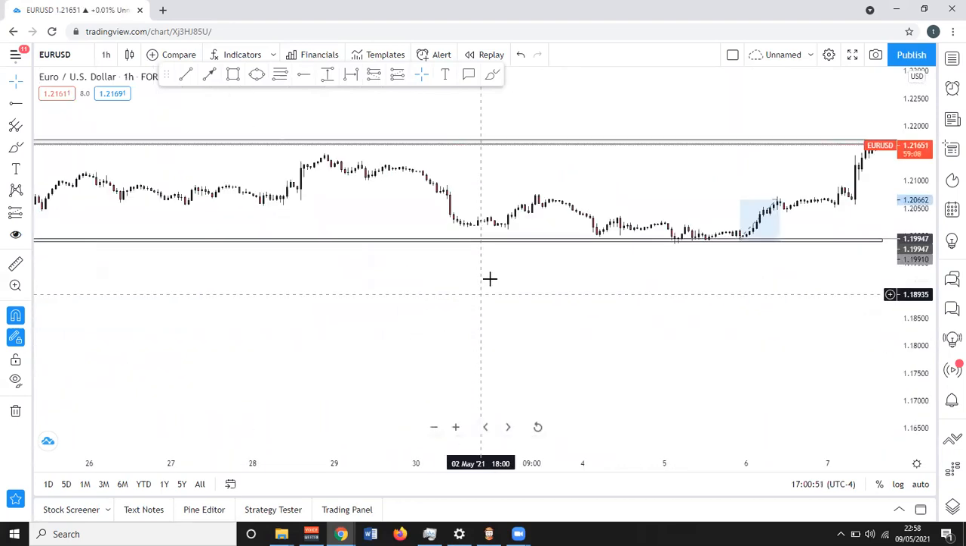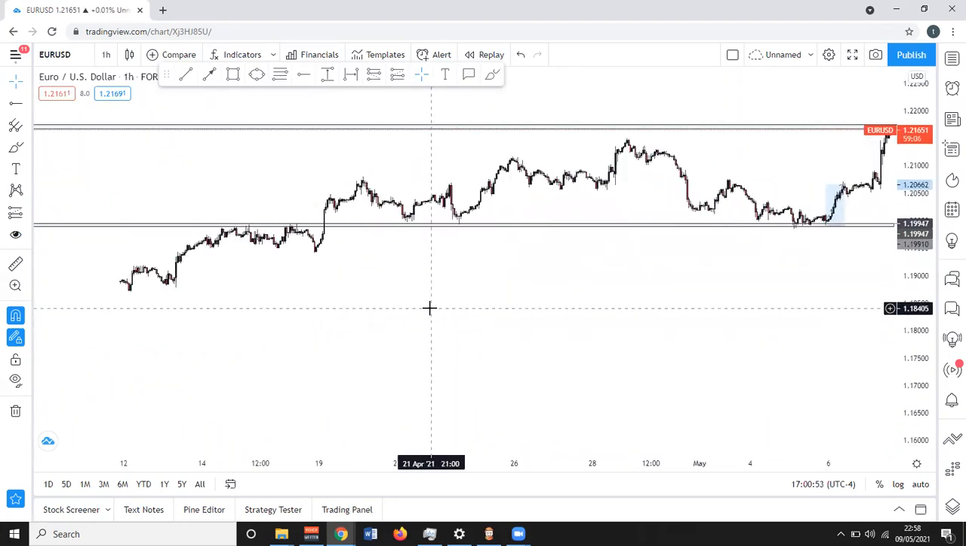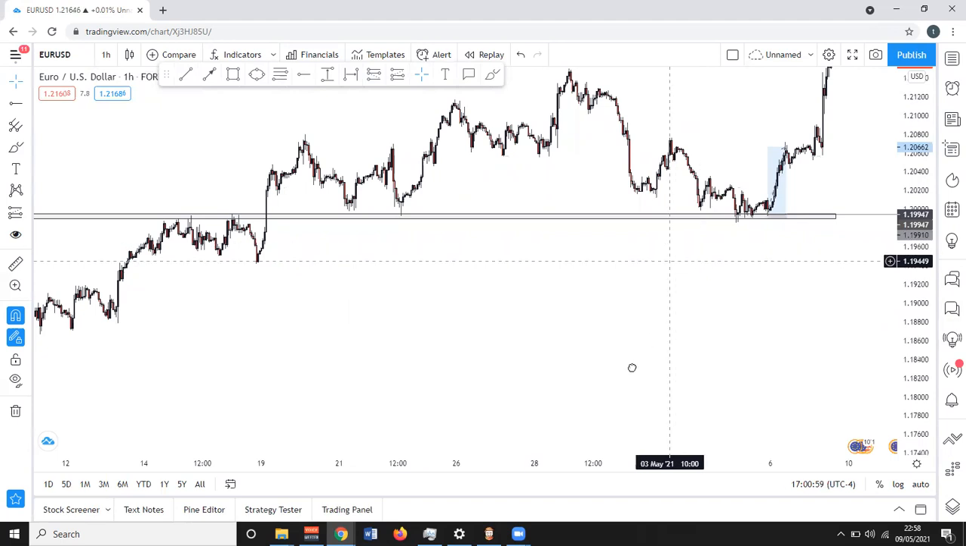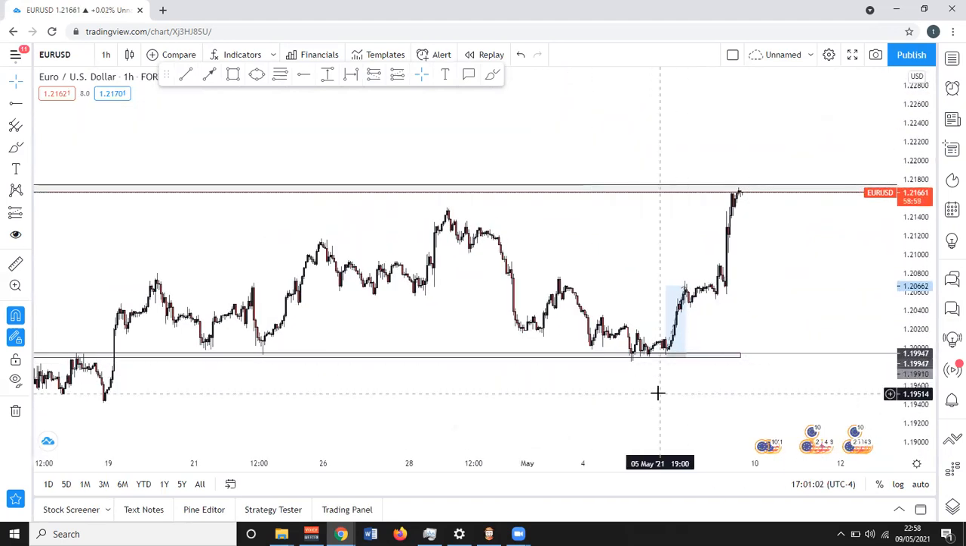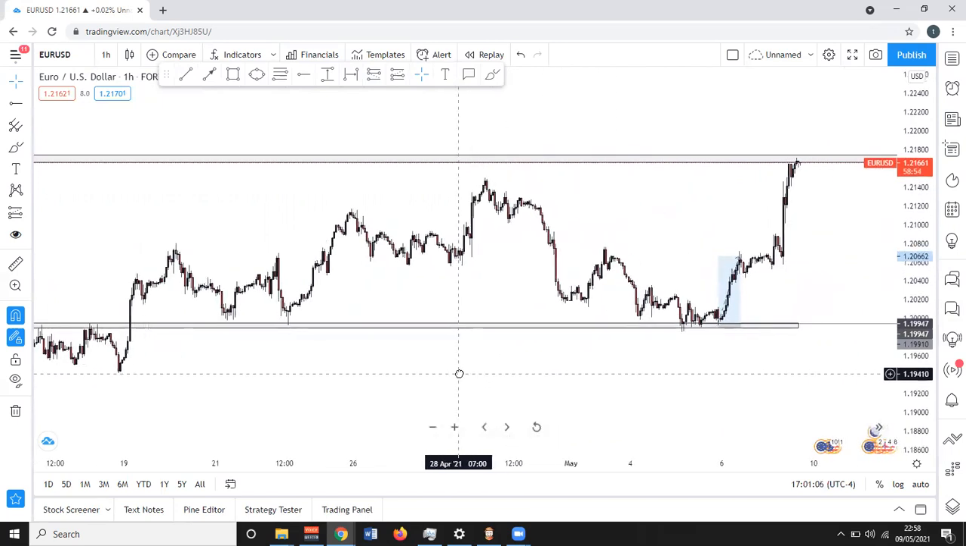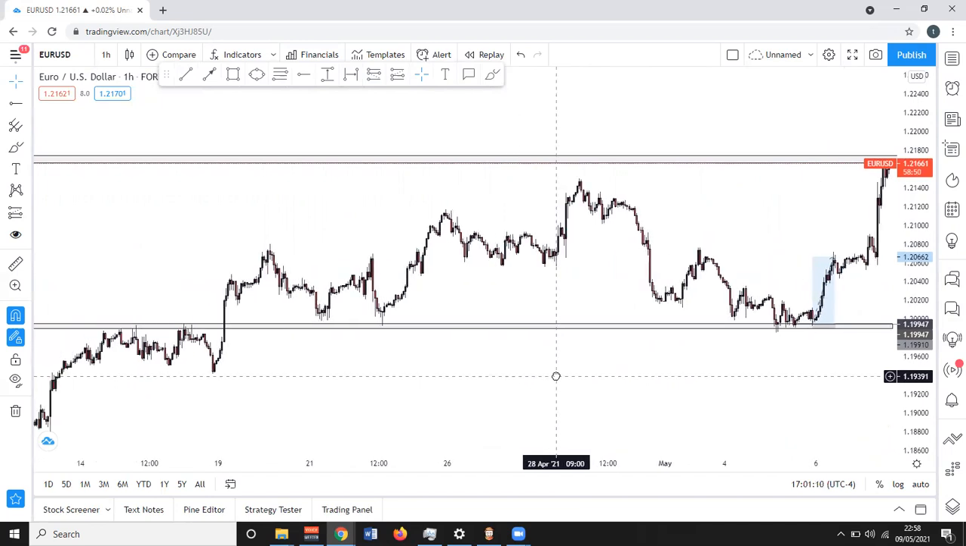Now, I'm going to break this down to a 1 hour time frame, and I just don't want to jump into the 15-minute time frame, so you can see the amount of detail that we have before we go into the 15-minute or the 5-minute time frame, and we can actually break this down further into a much lower time frame. And I want to show you this.